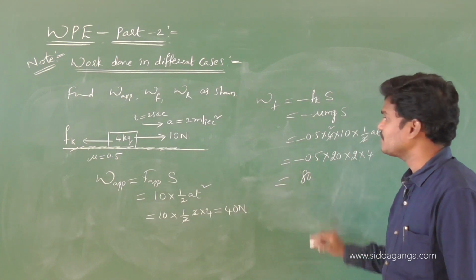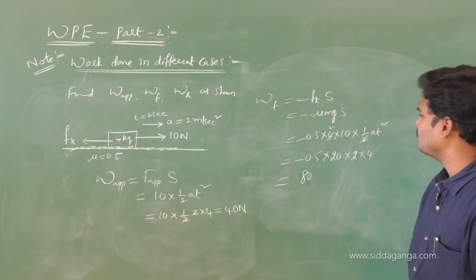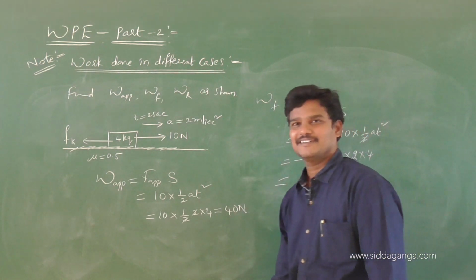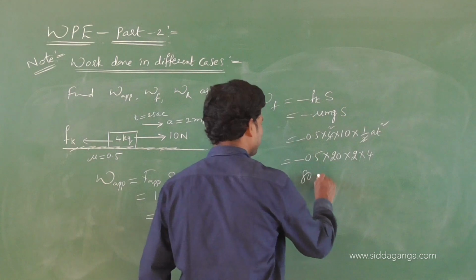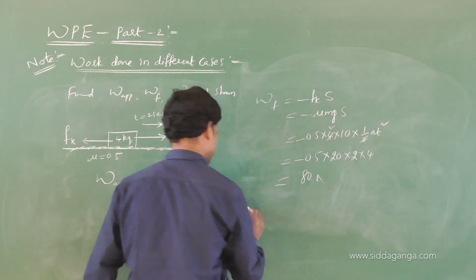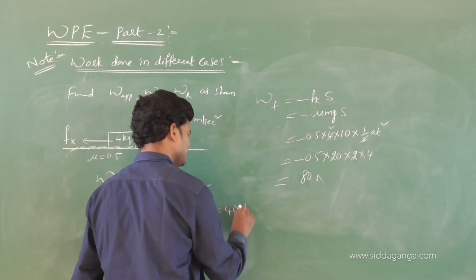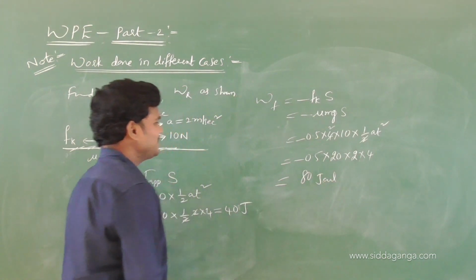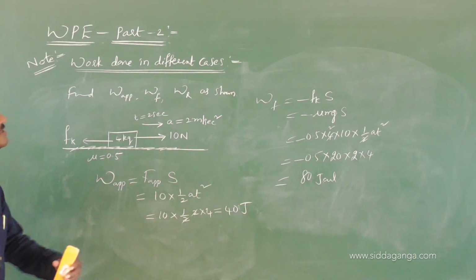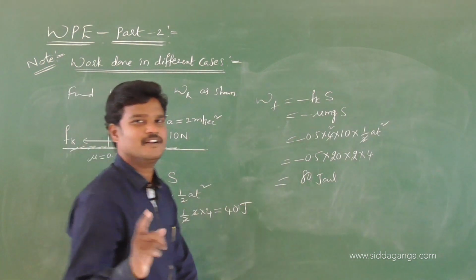See, I am getting the work done by the frictional force as more. How much am I getting? 80 Newton meter, this is joule. I am simply taking any data, 80 joule. Check it, is this problem possible? This is the way of analyzing the problem.